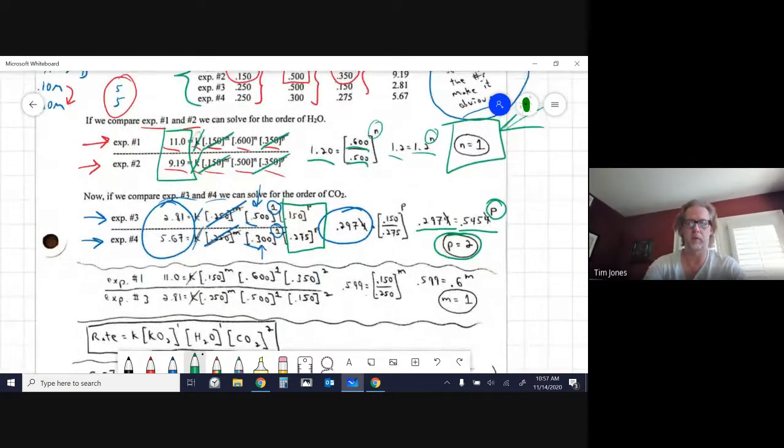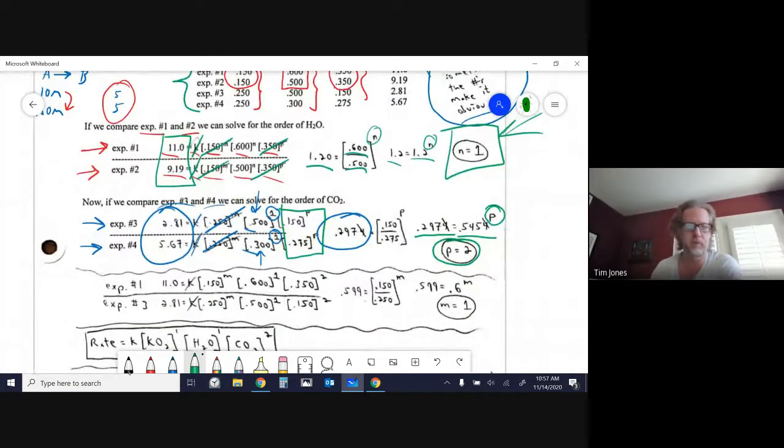Now at this point, we know the water is an order of 1. And we know that the CO2 is an order of 2, and now we just have to do the last one. In this case, I compared experiment 1, experiment 3. Still don't know K. Plugged all my numbers in. When you do the math, you end up getting this situation. And this one ends up being a 0.599 to 0.6. So in this case, you just use common sense and simple rounding. You can see it's 1.